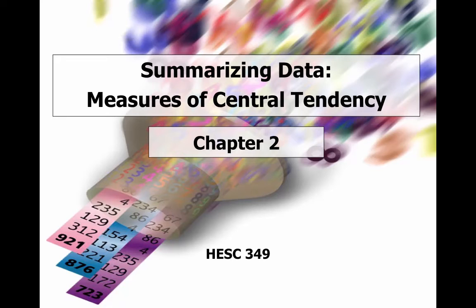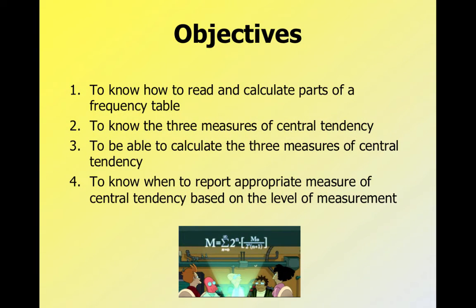Alright students, welcome to Chapter 2 of Health Science 349, Measurement and Statistics in Health Science. Our objectives for this chapter are to know how to read and calculate parts of a frequency table. This you will not find in your textbook.